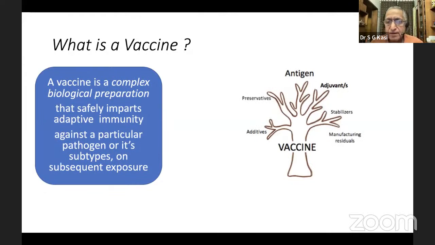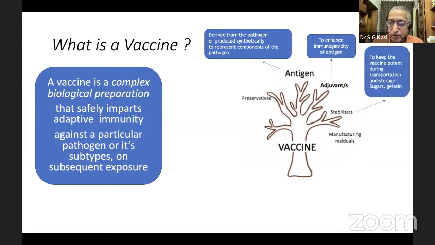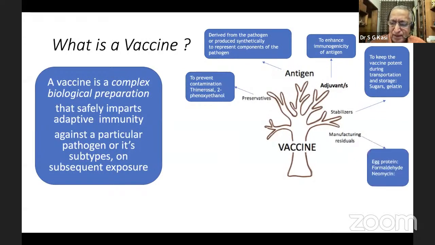Now, when you look at the vaccine, it consists of the antigen, which is derived from the pathogen or nowadays synthetically produced. You have adjuvants to enhance the immunogenicity of the vaccine. You have stabilizers. See, vaccines undergo many processes: heating, thawing, cooling, freezing, storage, some temperature variations. The vaccine has to remain potent. That is the role of stabilizers. Multi-dose vials, which are going to be punctured many times, need a preservative to prevent bacterial contamination. And then ultimately you have some egg proteins, some antibiotics, some formaldehyde, which are the residuals of the manufacturing process.